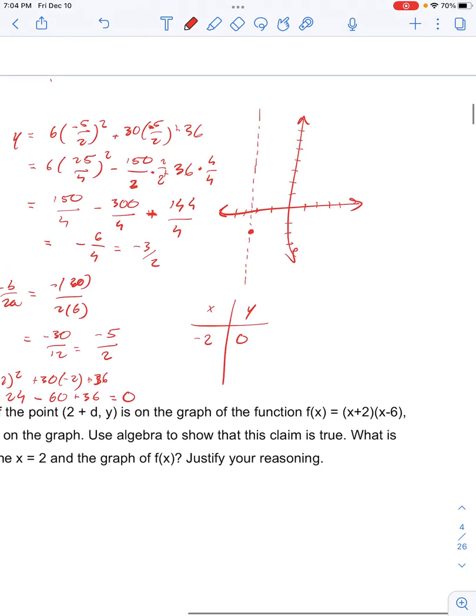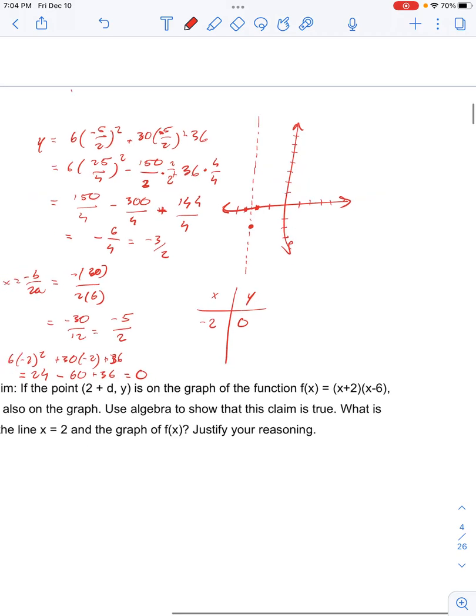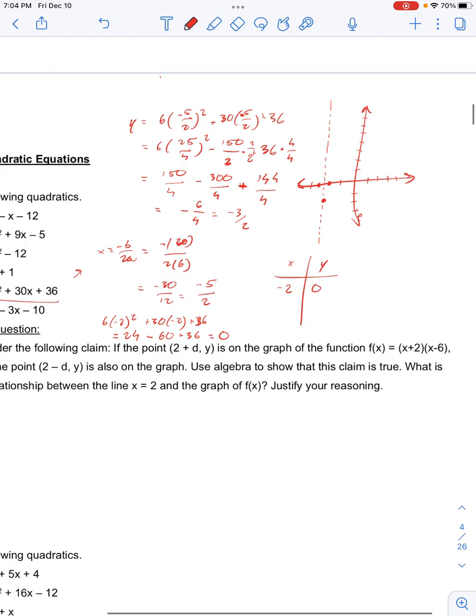So x equals negative 2. We have 1 x-intercept. And so on the symmetric side, right, at x equals negative 3, we'll also have another x-intercept.